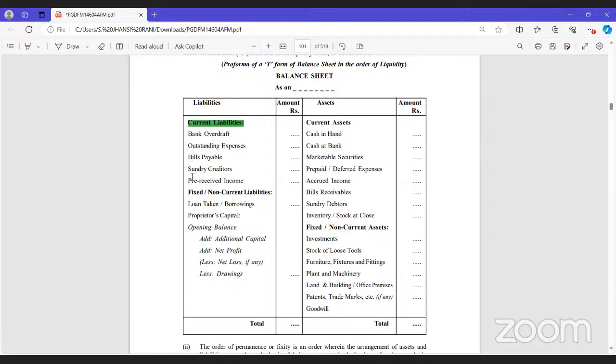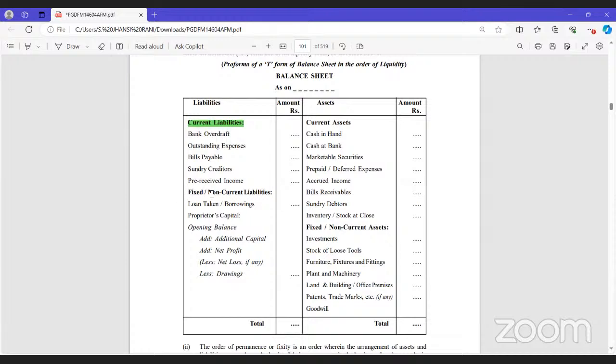Pre-received income means we are receiving our income in advance. In that case, it actually does not belong to this year. For example, X has to pay rupees 500 to the organization in the next year, but he paid in the current year itself. In that case, we received it one year before. It means we are due to that person. So that is also a liability, that is a current liability.